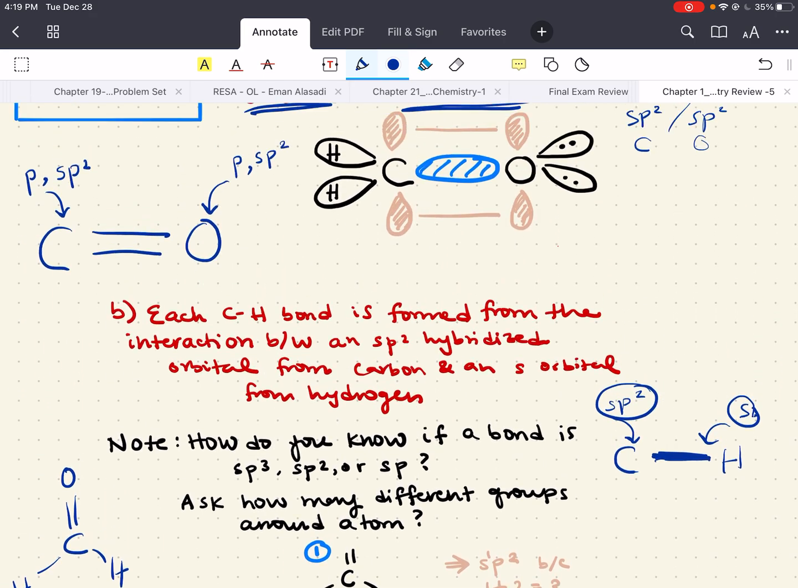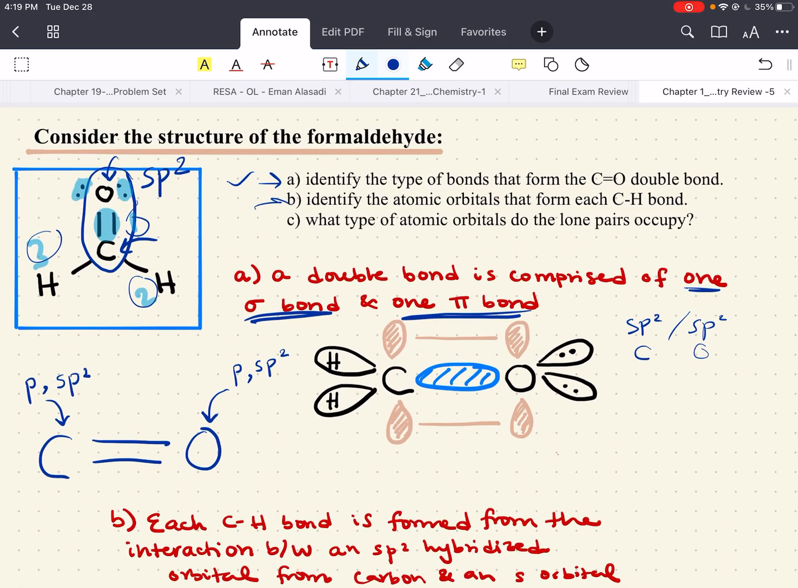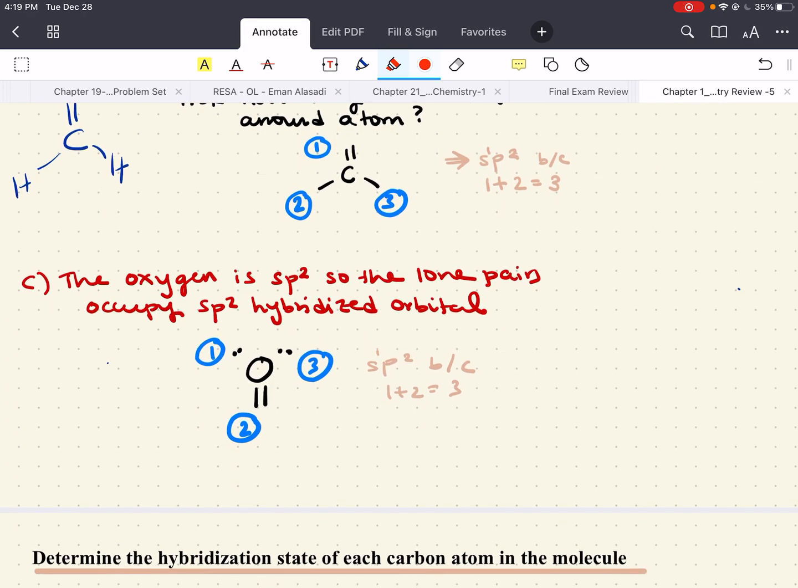Now, the last question asks, what type of atomic orbitals do the lone pairs occupy? The lone pairs they're talking about are the ones on oxygen. Those are the only lone pairs present here. What kind of orbital do they sit in? Well, we already talked about how oxygen is sp2 hybridized. That means the lone pairs are going to sit in an sp2 orbital. By the way, if we're taking an s orbital and fusing it with p orbitals to get some form of sp orbital, what that looks like is a little bit of both of those orbitals. So they look a little bit like this. This is what an sp orbital usually looks like.